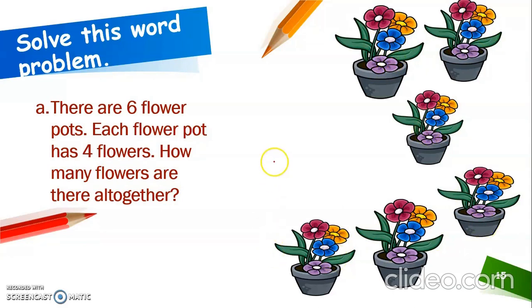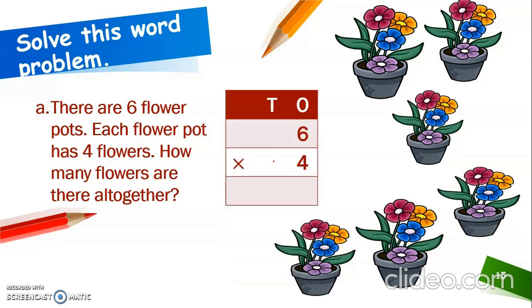So, in vertical form, we can write it as 6 multiplied by 4. Again, remember, to multiply, we say the tables. So, 6 fours are 24. 4 will move in 1's column and 2 will move in 10's column.